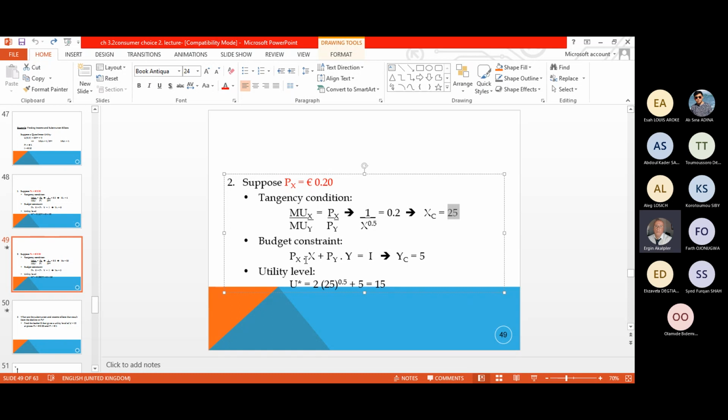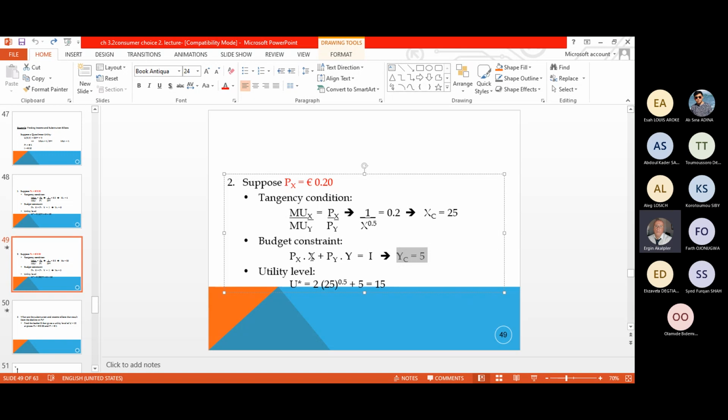Then what does this mean? 25 times 0.2. What does it mean? 1 over 5. This is 5. Then Py is 1, and y is 10. 10 minus 5 is 5. Then y is 5. Isn't it? Did you get it? It's clear up to now?